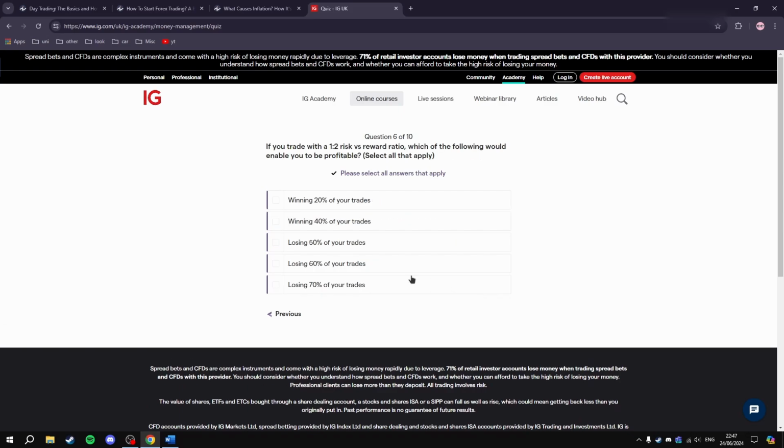If you traded a 1 to 2 risk versus reward ratio, which of the following would enable you to be profitable? Winning 20% of your trades, or winning 40% of your trades? I think it's winning 40% with this, isn't it?